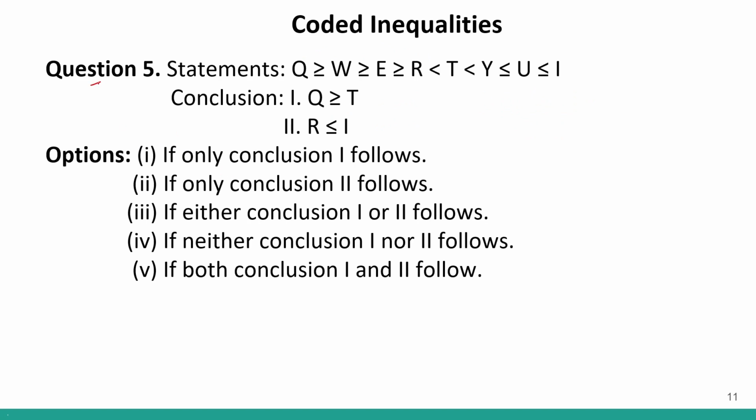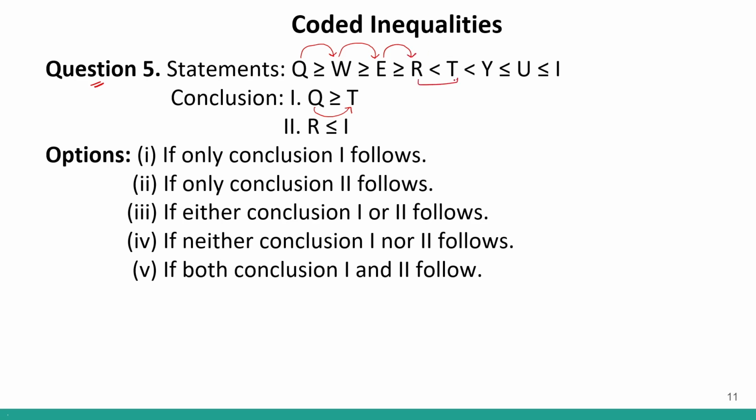Now, moving on to question number 5. Question number 5, first a statement is given, then 2 conclusions are given. So, the first conclusion says that Q is greater than or equal to T. So, now I have to move from bigger door to smaller door. So, Q to E. If I look at this much information, this shows the relationship between Q and T. Correct? Now, if I look over here, Q is greater than or equal to W. W is greater than or equal to E. E is greater than or equal to R.